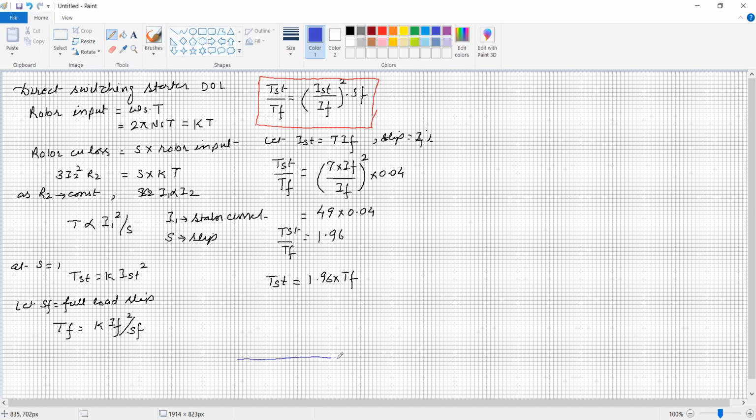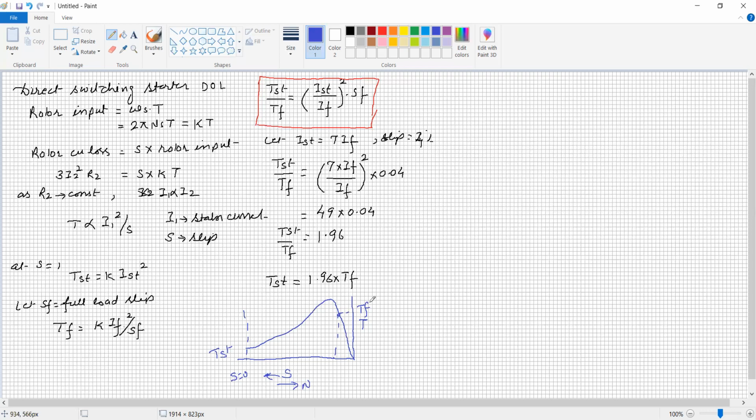Hence, till date, it is not used in railway traction where high starting torque is needed. Say this is the torque and this is your slip. In this direction slip and in this direction speed. We have already drawn this many times. So this is the starting torque at S equal to 0. This is the starting torque, whereas this is the operating torque, say this is TF, the full load torque.